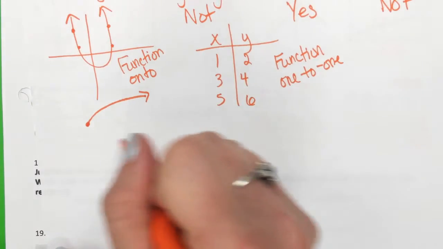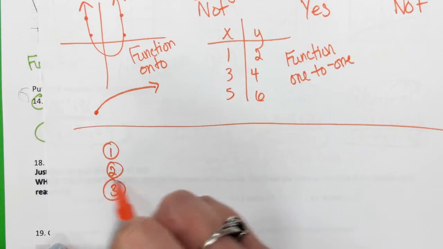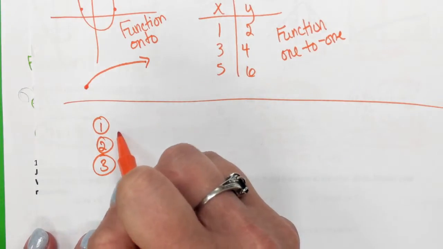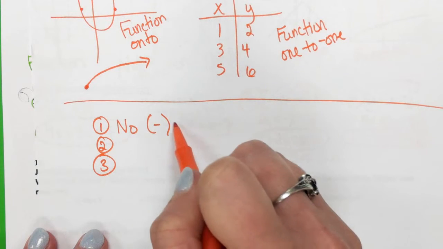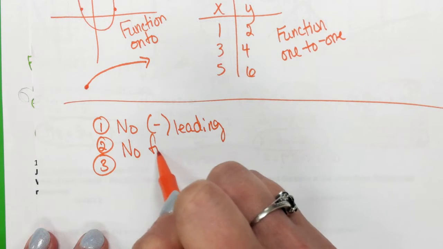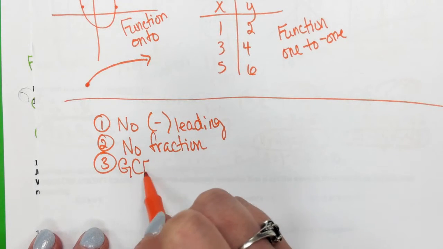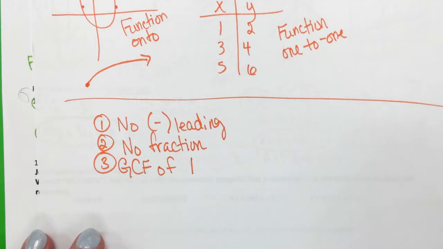What if I gave you standard form? Okay, let's do standard form. There's 3 rules for standard form. No leading negative. No fraction, no fraction at all. And they have to have no degree. There you go.